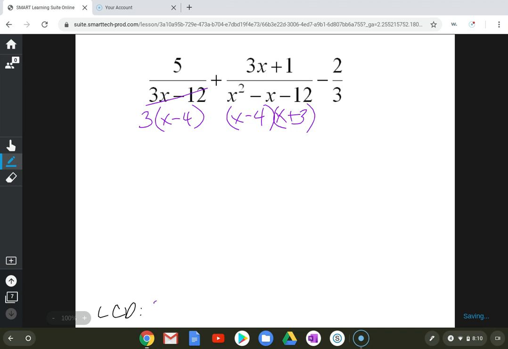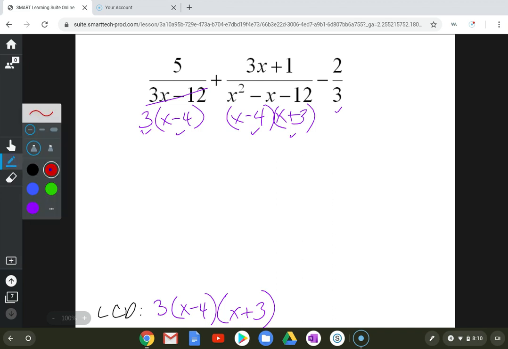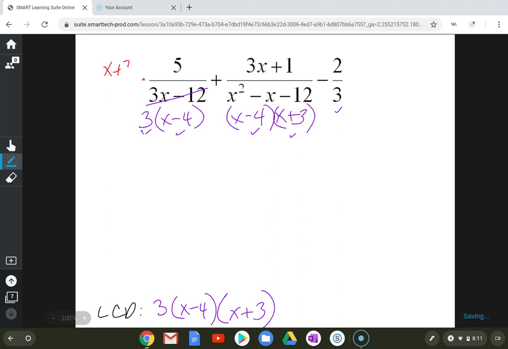So our LCD, we need a 3, and we need an x minus 4 from the first term. So we got those two. All right, we have the x minus 4. We need the x plus 3. So now we've got that one. And this last term, we only need a 3, which we already have. So we're good. So we are going to multiply our first term, top and bottom, by x plus 3.